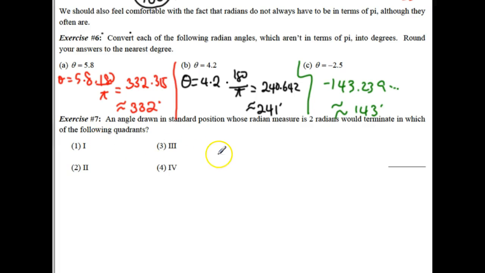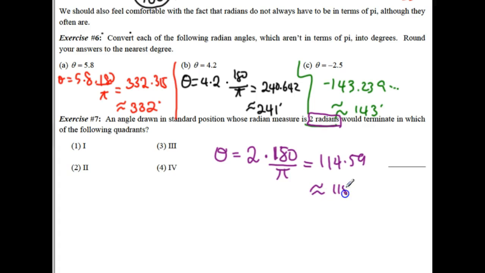An angle is drawn in standard position whose measure is 2 radians. It would terminate in which of the following? First of all, we have a measurement that's 2 radians. In order to find out what quadrant this is in, let's convert this. The easiest way is degrees, because we all know how to sketch and graph degrees. So theta is 2 radians, and I want to convert it into degrees. So this is times 180 over pi. This is actually 114.59, which is approximately 115 degrees.